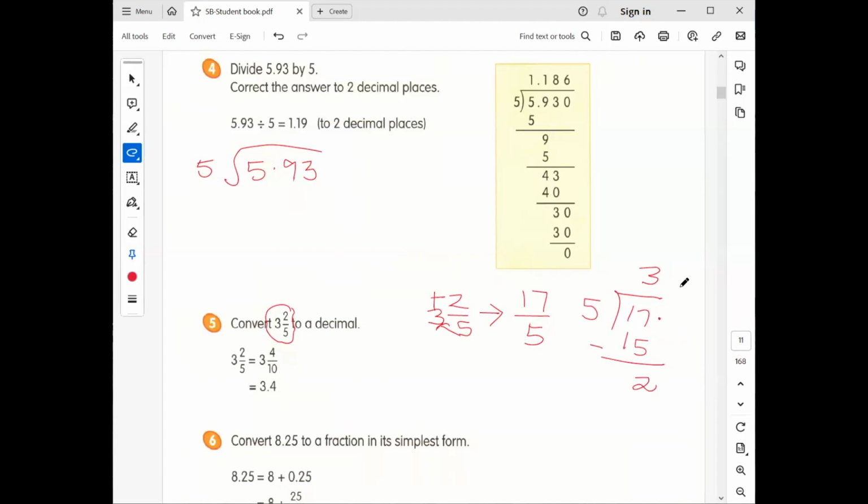Now we are going to put decimal. We put decimal on top. And then after the decimal, you can put as many zeros. Now we are going to have 0. 5 times what is close to 20 or 20? It is 4. 5 times 4 is 20. So our answer is 3.4. All good?